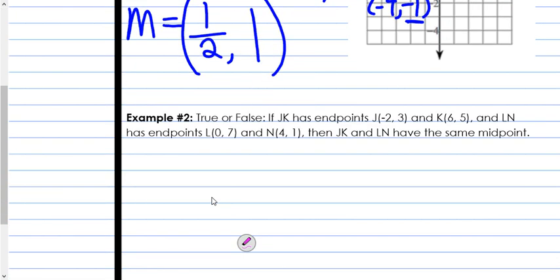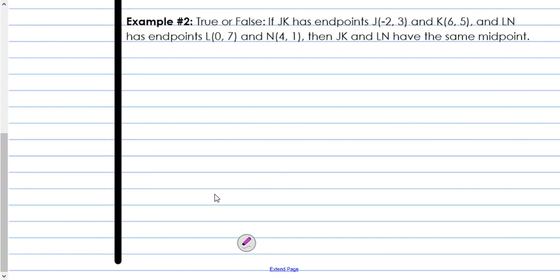Let's go down to example 2. True or false? If JK has endpoints J at -2, 3 and K at 6, 5, and LN has endpoints at L, 0, 7 and N, 4, 1, then JK and LN have the same midpoint.